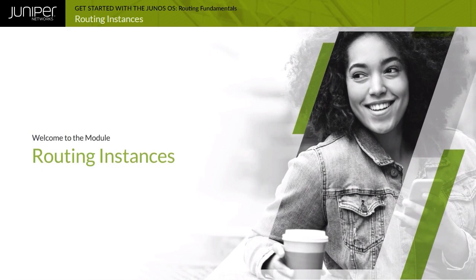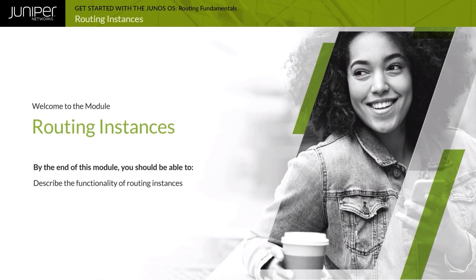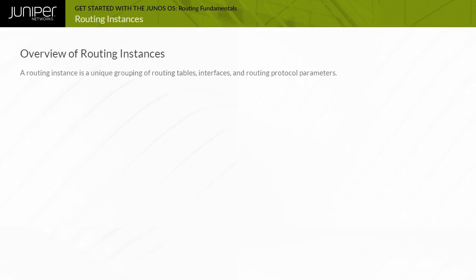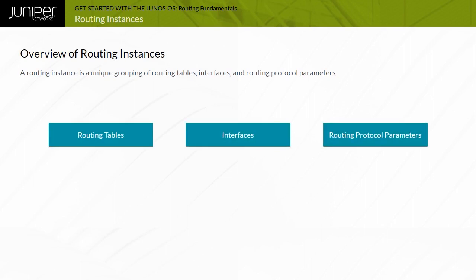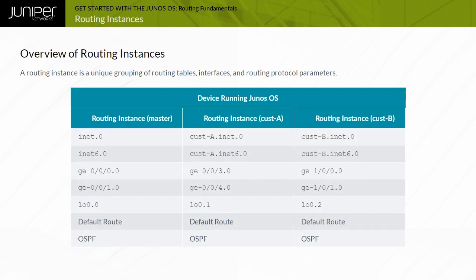Welcome to the Routing Instances module. By the end of this module, you should be able to describe the functionality of routing instances. Junos OS logically groups routing tables, interfaces, and routing protocol parameters to form unique routing instances. The device logically keeps the routing information in one routing instance apart from all other routing instances. The use of routing instances introduces great flexibility because a single device can effectively imitate multiple devices.